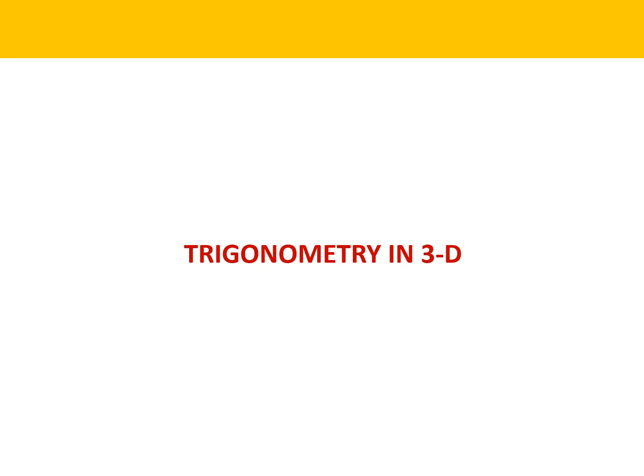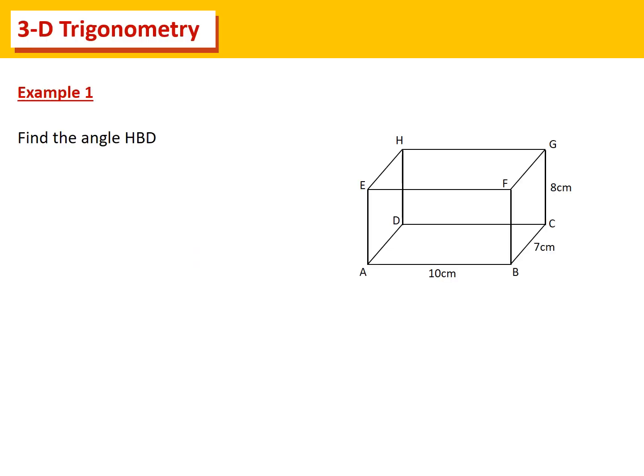Okay folks, our lesson this morning, as you can see, is trigonometry in 3 dimensions. So here's a 3-dimensional shape, a cuboid, and we're trying to find the angle HBD. First thing to do would be to draw that angle in on the diagram. So from H to B to D, that gives you the angle there marked in yellow. We're going to call that angle X. That's the angle we're trying to find.